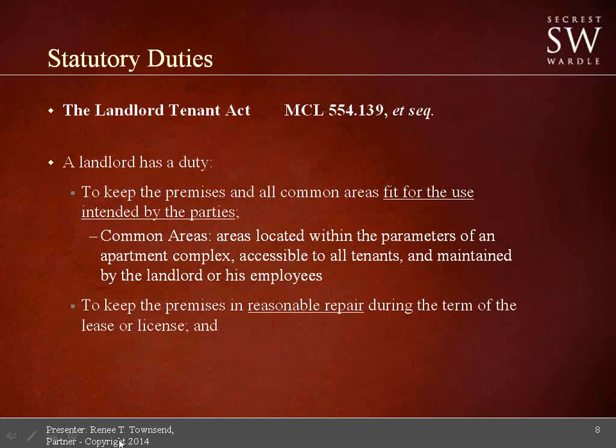Now, it says premises and all common areas. So what are common areas? Common areas are areas located within the parameters of an apartment complex, accessible to all tenants, and maintained by the landlord or his employees. So that includes sidewalks, parking lots, grassy knolls, playgrounds, areas of that nature. It does not include the area inside of an apartment.